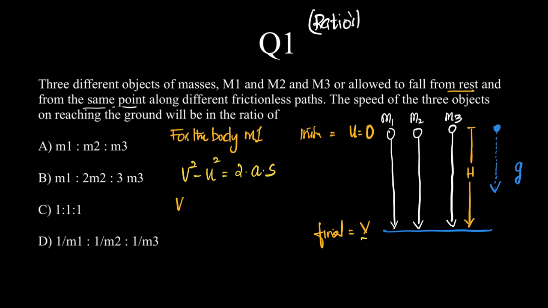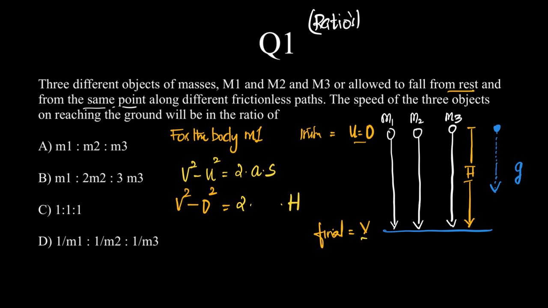So we can write v square minus u square. What is the initial velocity? It is 0, so we write 0 square is equal to 2 into s. What is s? s is the height, the distance traveled. The object is dropped from here and comes down to the ground, so the body has traveled a distance equal to the height of the place where it was dropped. In which case, this becomes 2a into h.